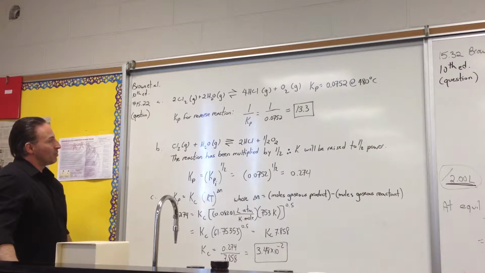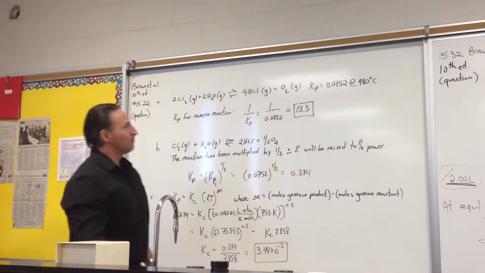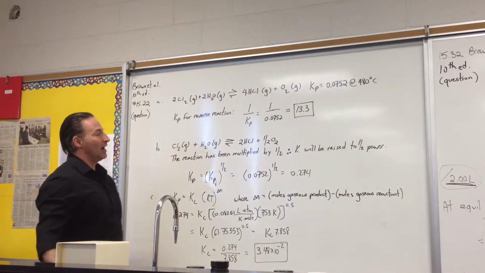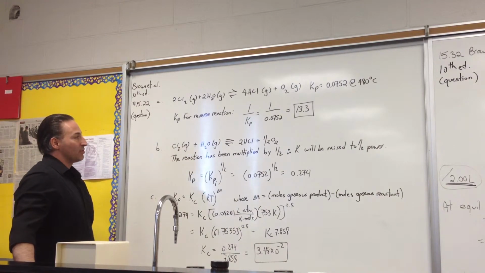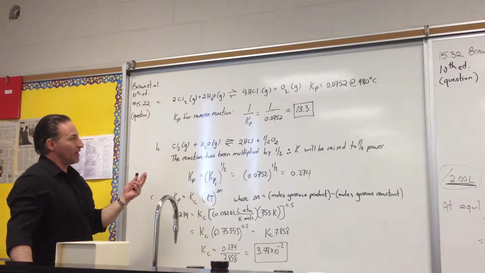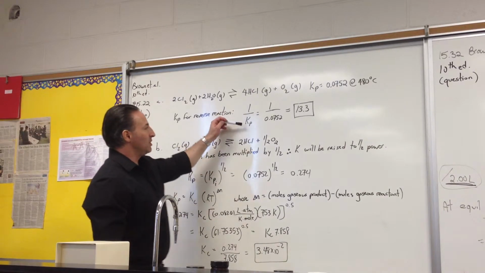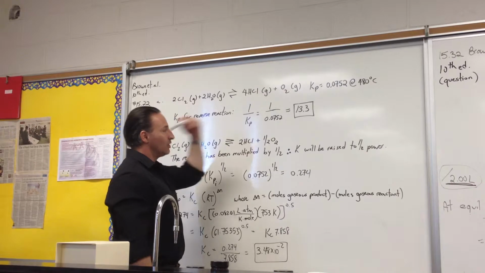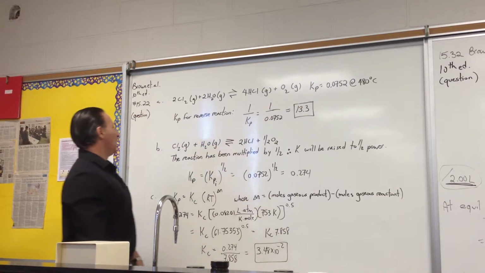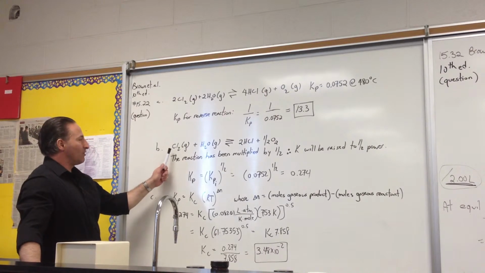The first question from the book shows you the equation and it gives you the Kp for that equation at 480 degrees Celsius. And they ask, what is the Kp for the reverse reaction? Well, the rule is that when you reverse the reaction, you take the reciprocal of the forward reaction. So 1 over Kp is 1 over 0.0752, which gives you 13.3.